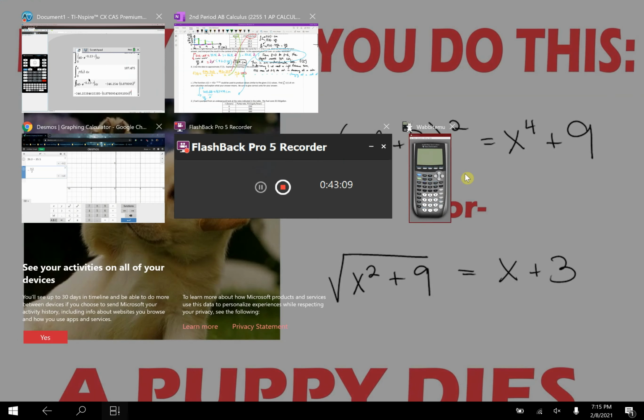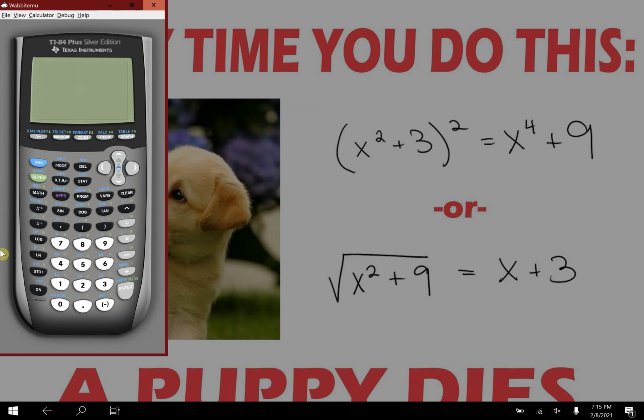All right, let's jump over to the 84. Similar idea. If you are on our home screen here, most of your functions live in math. And then we're going to go down. It's right next to the numerical derivative, right? It says function integration. Hit enter as long as your calculator is updated. We just go from 0 to 6.